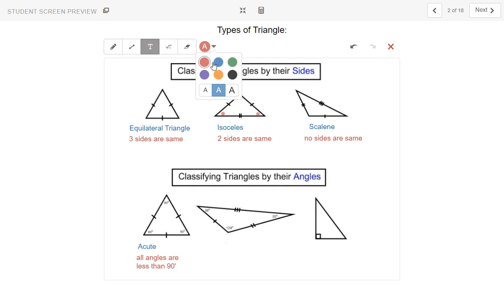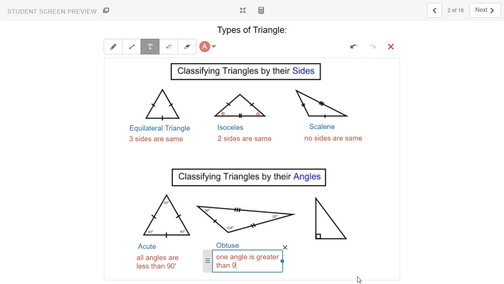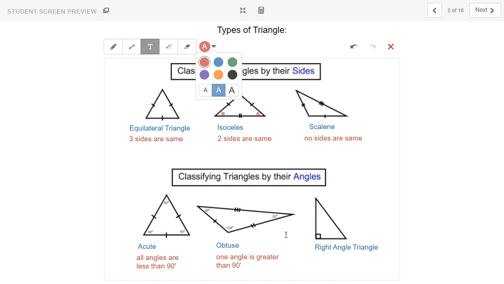We can have an obtuse triangle. An obtuse triangle would mean that we have one angle that is greater than 90 degrees. Last, we have a triangle that has a 90-degree angle, and this is our right angle triangle. Key factor here is we have one 90-degree angle.